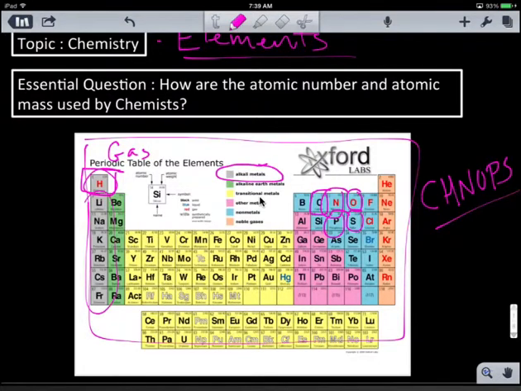So with today's little lesson, what we're going to basically do is be able to differentiate between the atomic number, which you'll find on the periodic table, it is the smaller number, and the atomic mass, which is going to be slightly larger. Okay? So hopefully by the end of this little discussion you'll be able to answer your essential question: how are the atomic number and the atomic mass used by chemists, and also for any type of science student?